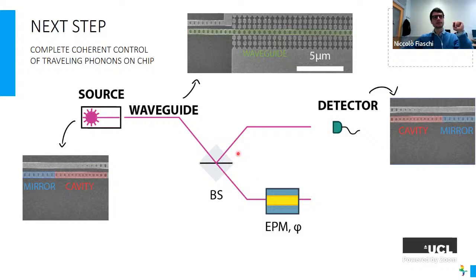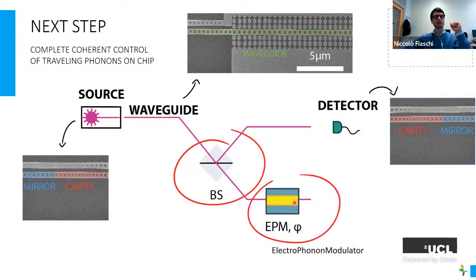So the next step is actually, we want to build and prove that it's working, a beam splitter and a phase modulator for phonons to have the full basic toolbox for quantum optics, in this case, quantum acoustic experiments.